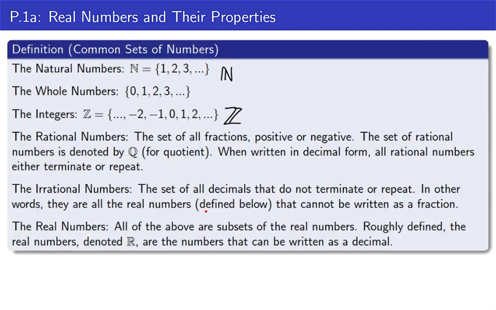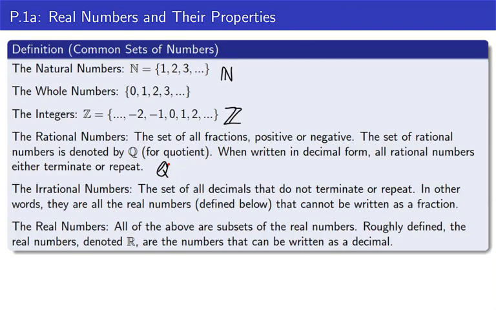Alright, and then we've got the rational numbers. Rational is a word for ratio, and so often we're talking about fractions. So, the rational numbers are all of your fractions. They could be positive or negative, and remember that fractions could be written as decimals. So, if we write them as a decimal, it will either terminate or repeat. So often we use the symbol Q for quotient here.